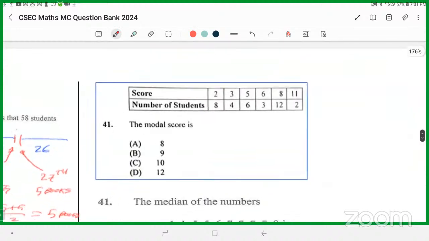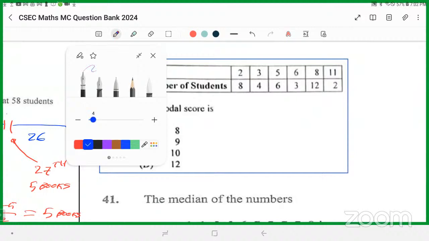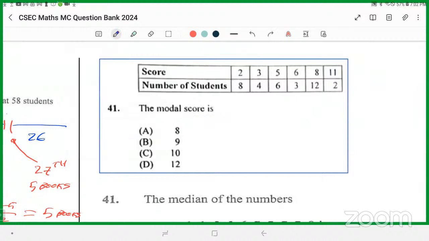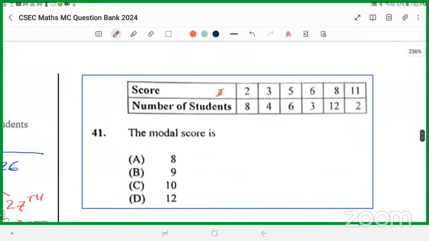Over here, similar question. Same question basically, but maybe they changed some of the values. So again, what is the modal score? Again, you have to know what is the frequency and what is the score. These are your scores, these are your frequencies. Remember, the mode is a score value, not a frequency. So the mode is the one that corresponds to the highest frequency. The highest frequency is 12, which corresponds to a score of 8. So the mode again is 8. See there? That is it.